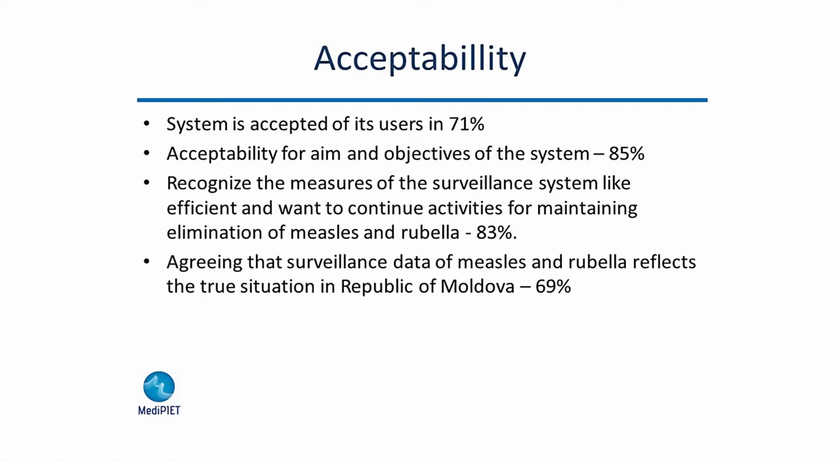The system is quite well accepted by its users, at 70%. 85% accept the aim and objectives of the system, and 83% recognize the measures of the surveillance system as efficient and want to continue activities for the elimination of measles and rubella. Agreement that surveillance data on measles and rubella reflect the true situation is only 70%.